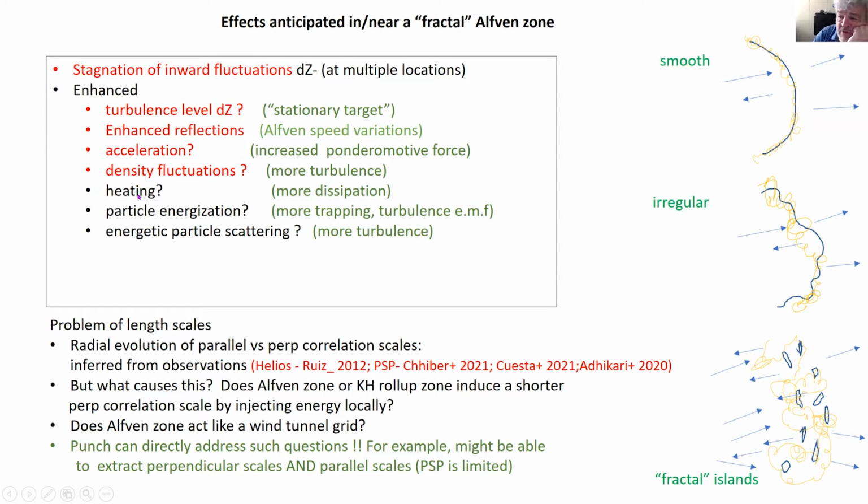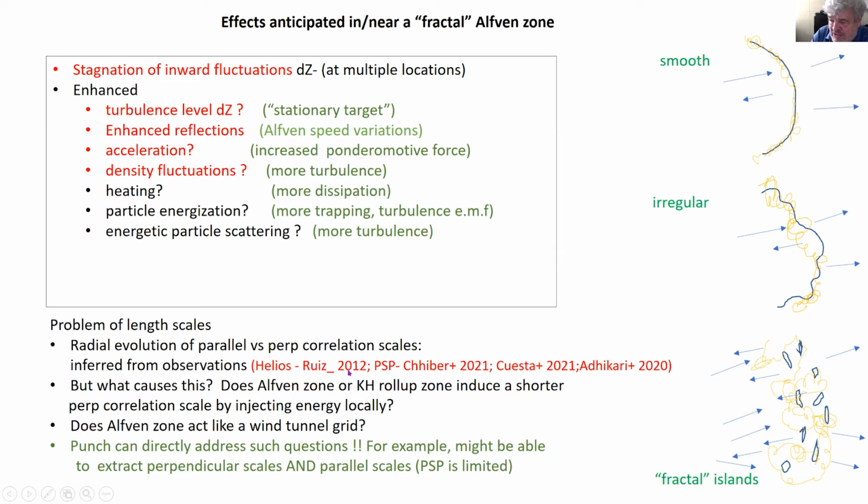You would also then have more heating because there's more dissipation, more particle energization because there's more turbulent EMF and more trapping, and also more scattering of solar energetic particles. Another interesting angle on this, and the red things here are the things that I think PUNCH can definitely tell us something about. There's also this background problem of the length scales in solar wind turbulence.